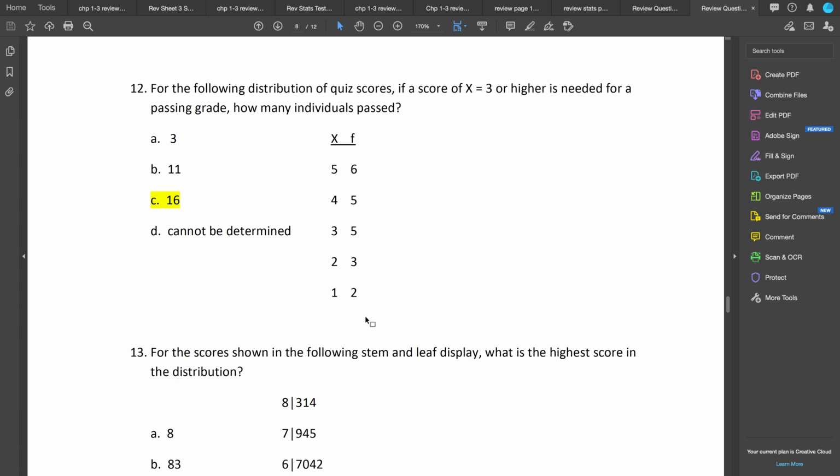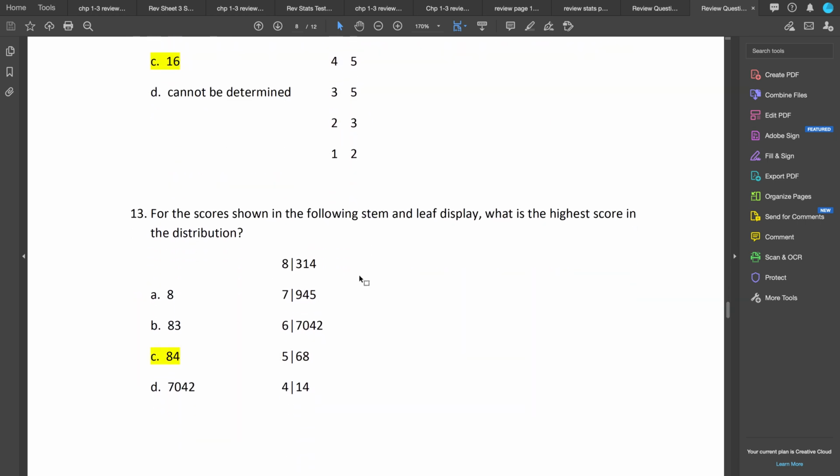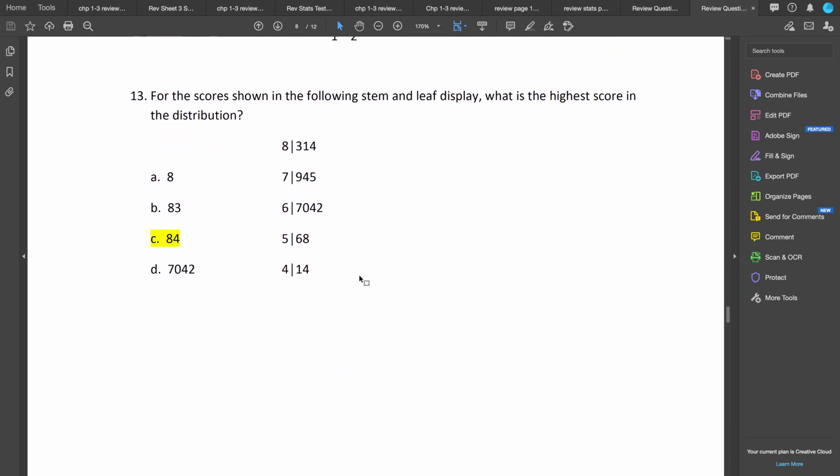For the following distribution of quiz scores, if a score of 3 or higher is needed for a passing grade, how many individuals passed? Well, you need a 3 or higher, so that would be 6 and 5 and 5. 3 is passing, so that's a total of 16. The scores below stem and leaf plot, what's the highest score in the distribution? And this is exactly why you put things in order, okay? The highest score is 84, okay?